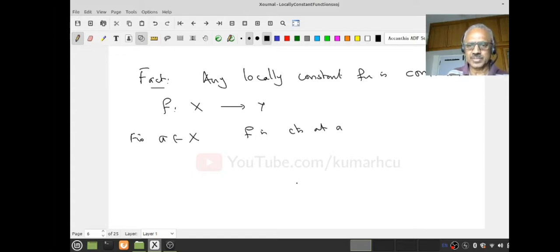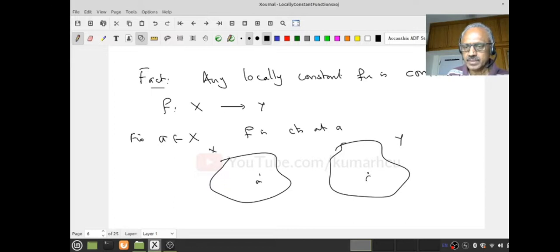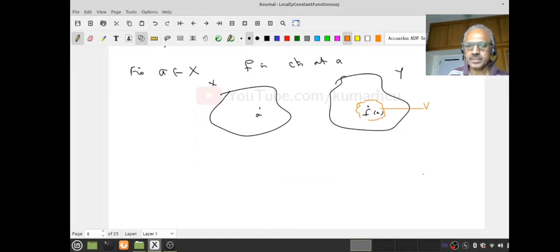So I have this X, and this is my a, this is my Y, this is my f(a). To prove continuity of f at a, what do I have to do? You are going to give me an open set. So let V be any open set in Y such that f(a) belongs to V, right?